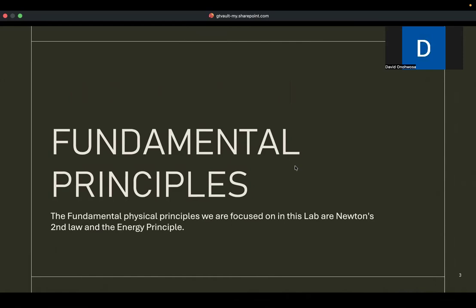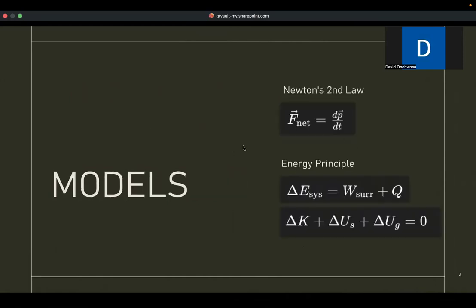Okay, so the fundamental principles we're focusing on in this lab are Newton's second law and the energy principle. And here are the models for those. So Newton's second law, basically what this is saying is that the net force is equal to the change of momentum related to time. And for our energy principle, there are two formulas.